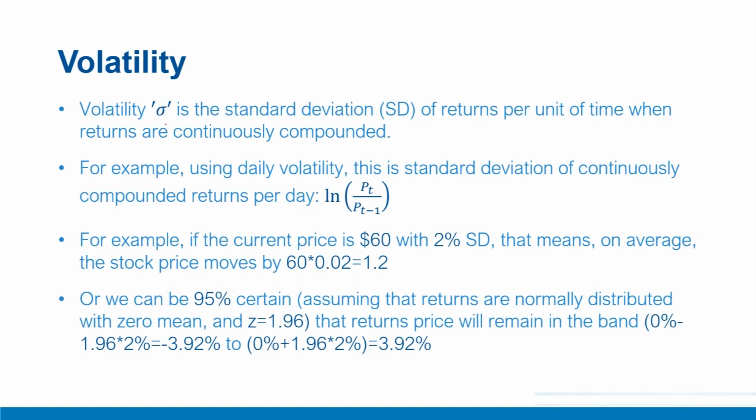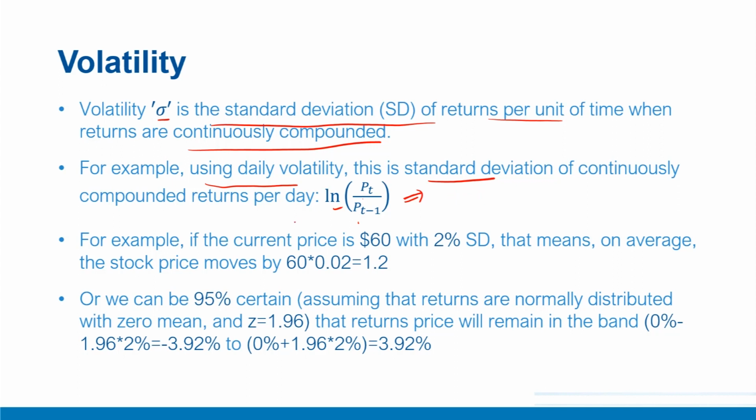Recall that volatility, denoted by sigma, is the standard deviation of returns per unit of time when returns are continuously compounded. For example, when we are considering daily volatility, this is the standard deviation of continuously compounded returns per day. The formula for continuously compounded returns is the natural log of P_t upon P_(t-1). When you take the standard deviation of continuously compounded returns for a period, let's say a day, that number is the standard deviation of daily returns.